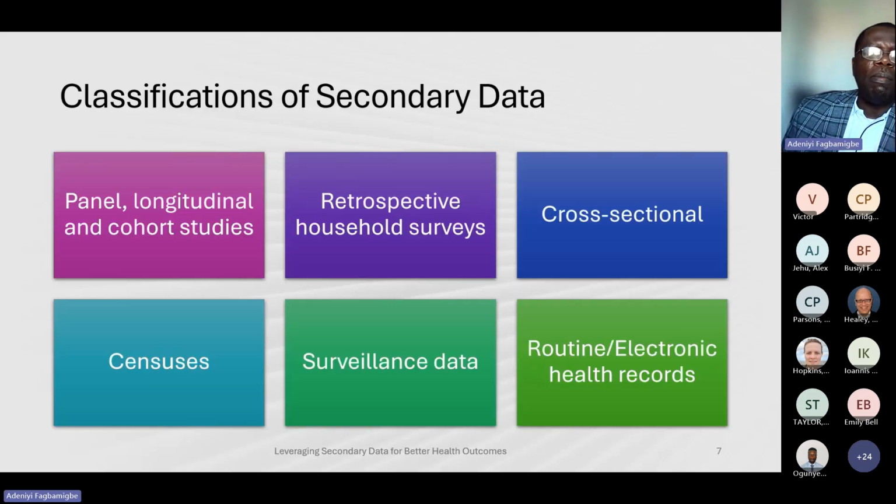So when we talk about classification of secondary data, this is the way we can put it in much closer perspective. We have different types, but I've just named the six commonest. We have the panel, which is the same thing as cohort studies. We have retrospective household surveys, cross-sectional studies, censuses, surveillance data, and of course electronic health records. I'm going to speak to each of these in quick succession.